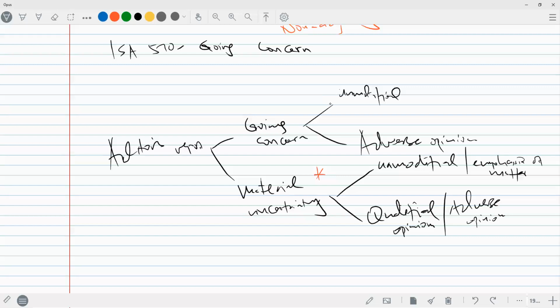Material uncertainty is sometimes referred to as inherent uncertainty in the old questions. I think in the old question bank you may see that being asked: define inherent uncertainty. But in the new answer it is material uncertainty.